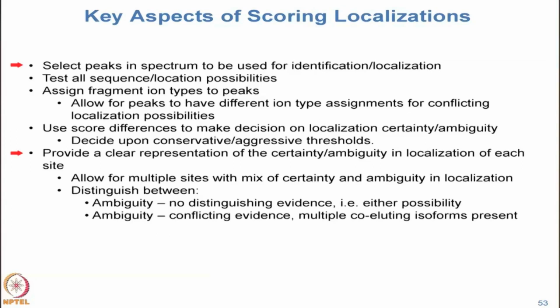The choice about how you decide what peaks are going to be used to make your decision, and then how do you clearly represent the certainty or ambiguity in the localization decisions that the program has made. There will be different choices made by people who write the programs about how to deal with the rest of these issues. And today, there is not a universally applied way of determining a false localization rate from these scoring things, whereas the target decoy calculation for identification is practiced throughout the field.